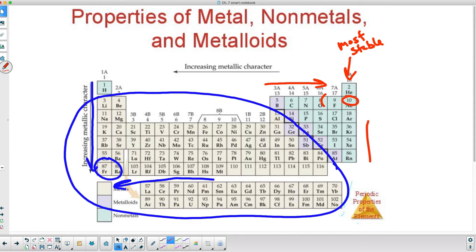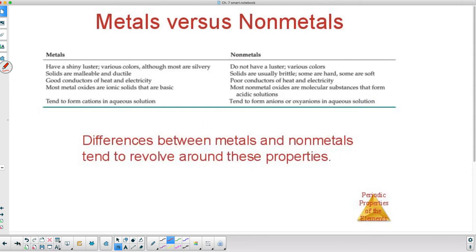neon has 10 electrons, and neon's electron configuration is the second most stable electron configuration on the periodic table, helium being obviously number 1. So helium is the most inactive element on the periodic table. And I'll talk more about that later on. So let's keep going. That's just a brief overview of what's going on.